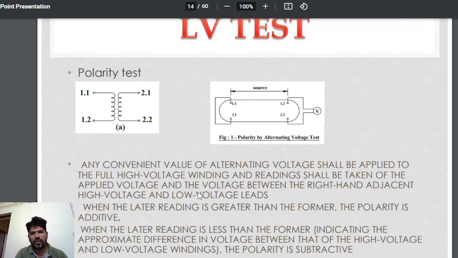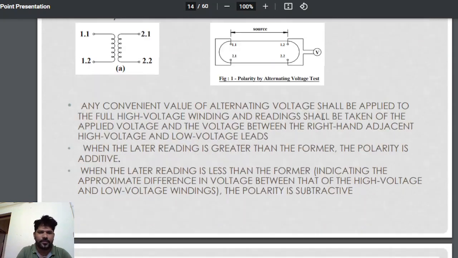Again, the polarity test we have to do. In the polarity test, you can see the circuit diagram. Here you have to watch the voltmeter and see the lead condition, how the polarity changes, whether it goes to the negative side or the positive side.